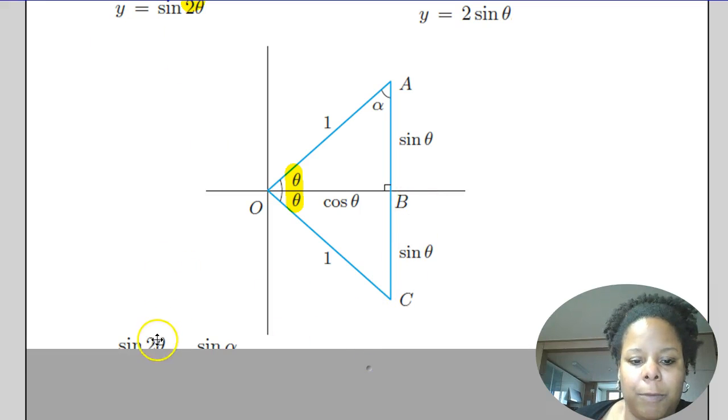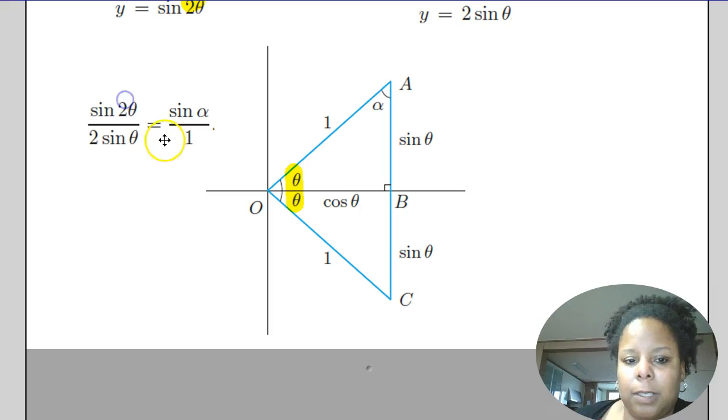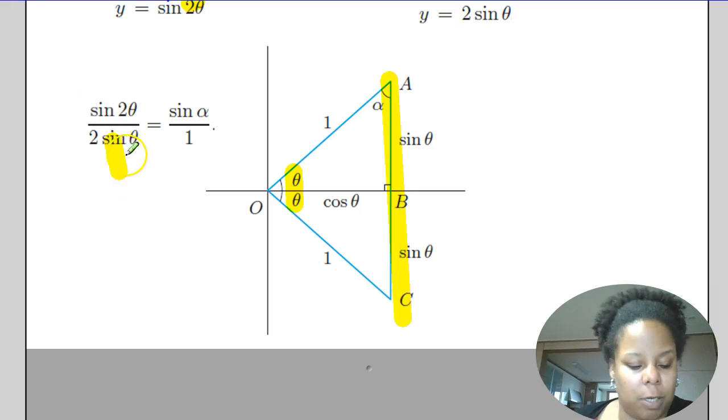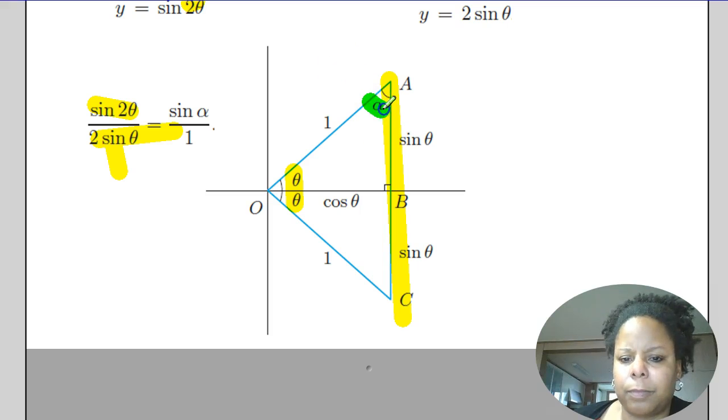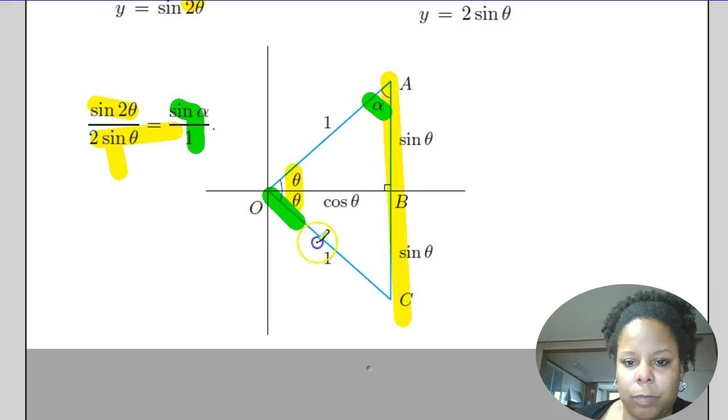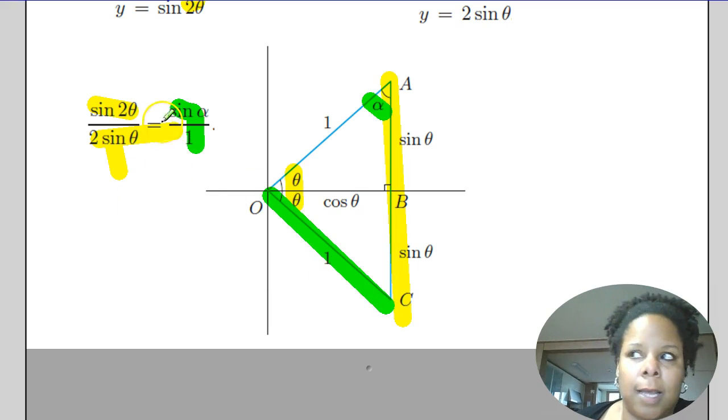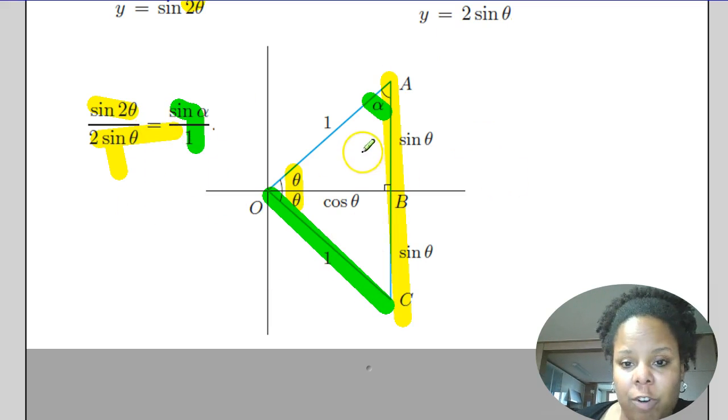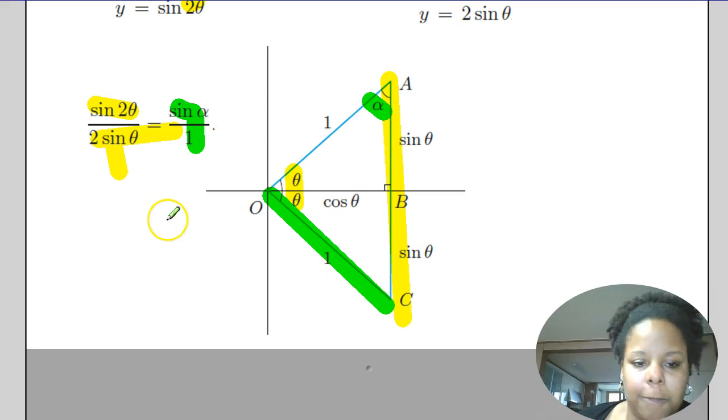Well, first, I'm going to use the law of sines to say sine of 2 theta is across from the side that is 2 sine theta. And the sine of alpha is across from the side that is 1. So this is the law of sines, because this is not a right triangle. This is an isosceles triangle.